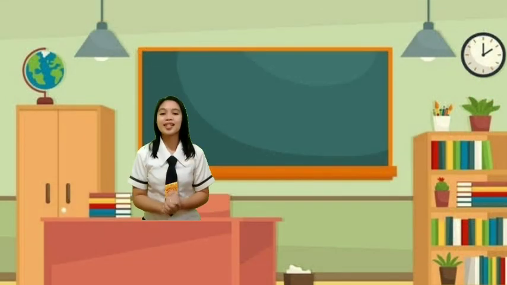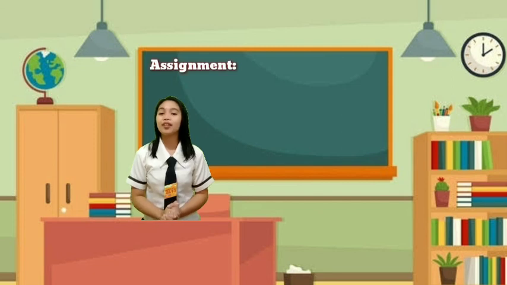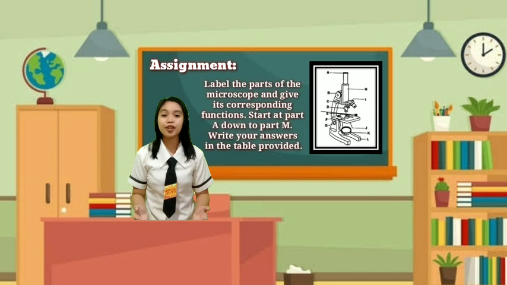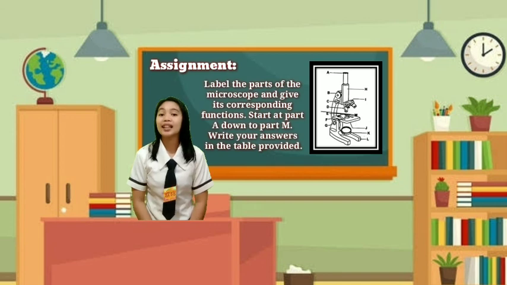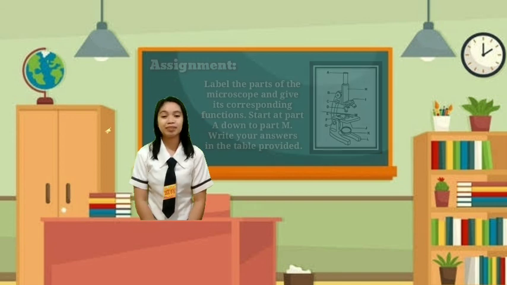Class, for your assignment, I have here activity sheets. You will label the parts of a microscope and give the corresponding function. Is my instruction clear to you, class? Or do I have to repeat again?